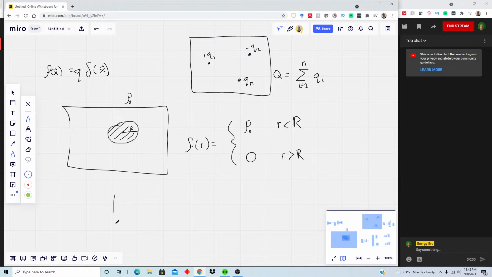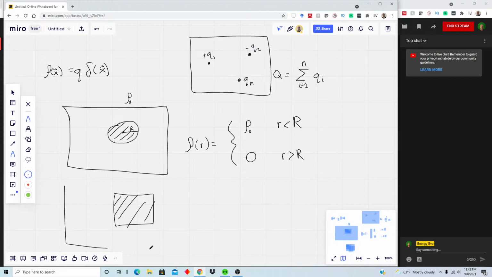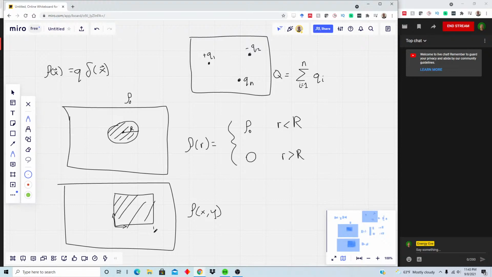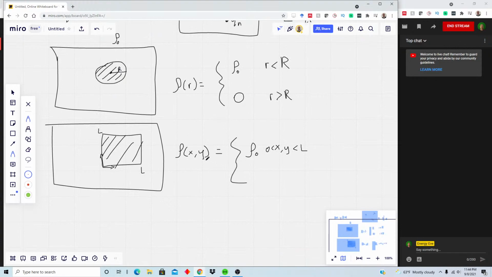If you were looking at a whole block, you could come up with a similar thing. Say you're now looking at a new space, and let's say the origin is right here. These are XY coordinates, and someone could tell you this is distance L and L. They could do the same thing here: you have rho naught if X and Y are greater than 0 but less than L. And so now we have a basis for understanding at least this density.